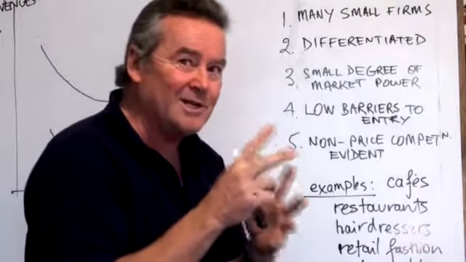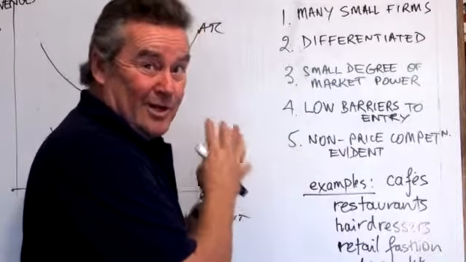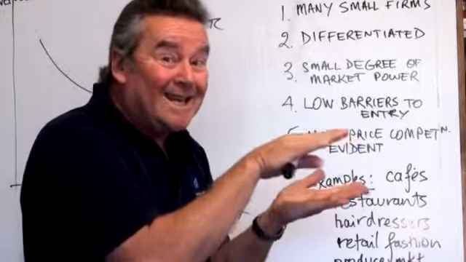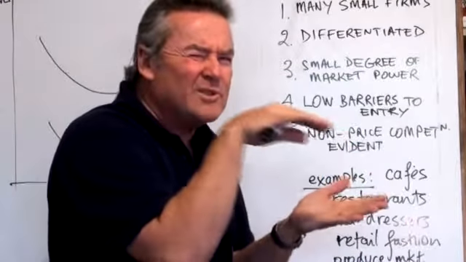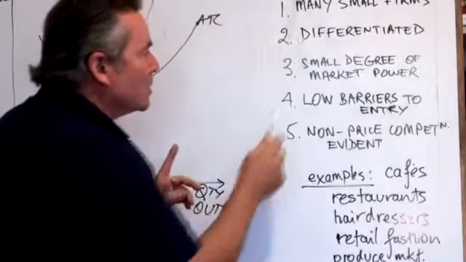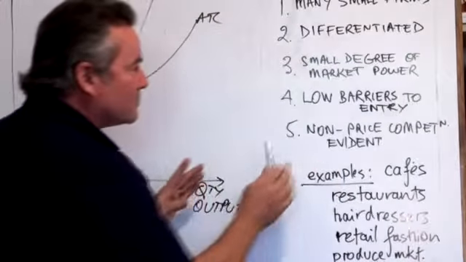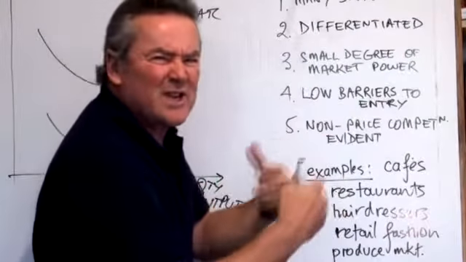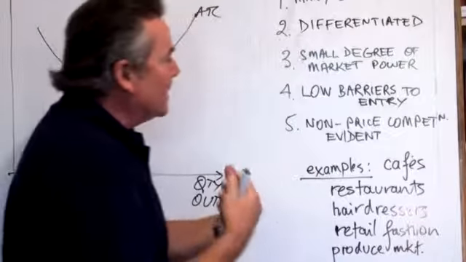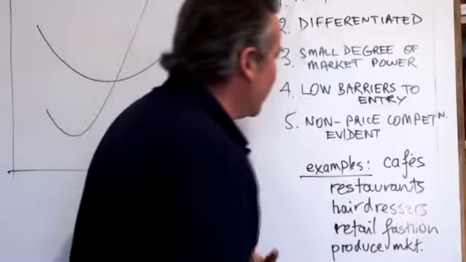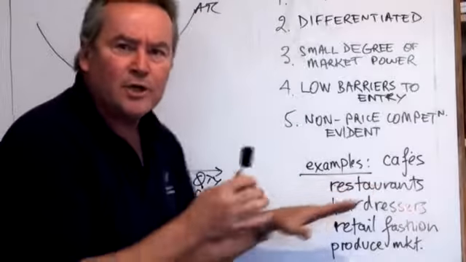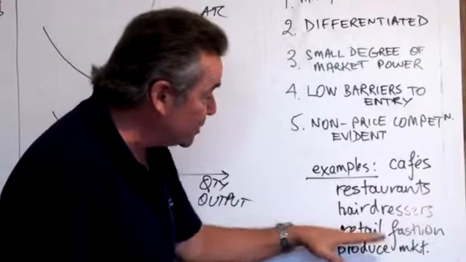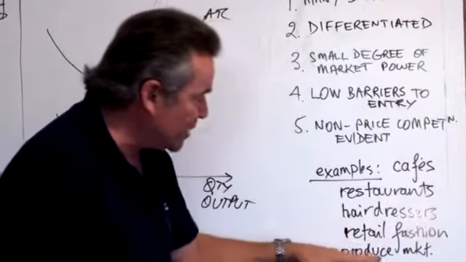So we might sow the seed there that maybe the demand curve for the individual firm here is not going to be perfectly inelastic or elastic. It's going to be relatively price elastic. So small degree of market power, similar to perfect competition, low barriers to entry, no massive startup costs, no huge problems with licenses and patents, etc. So some of the industries we're talking about here: cafes, restaurants, hairdressing, salons, retail, fashion, etc.